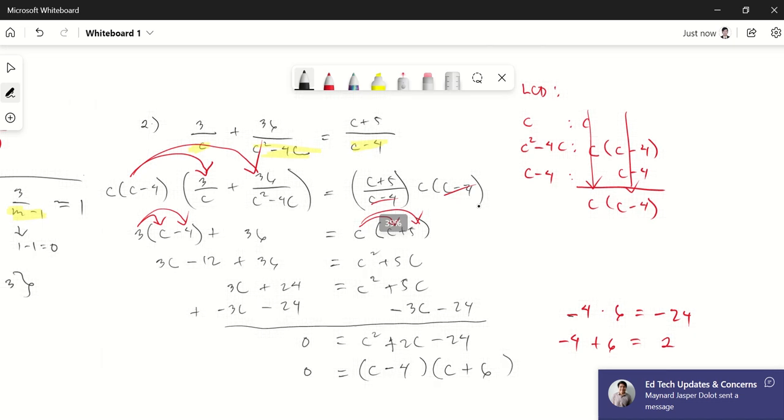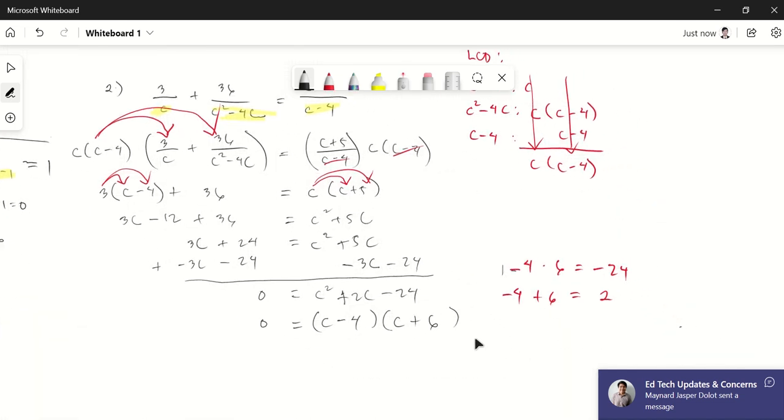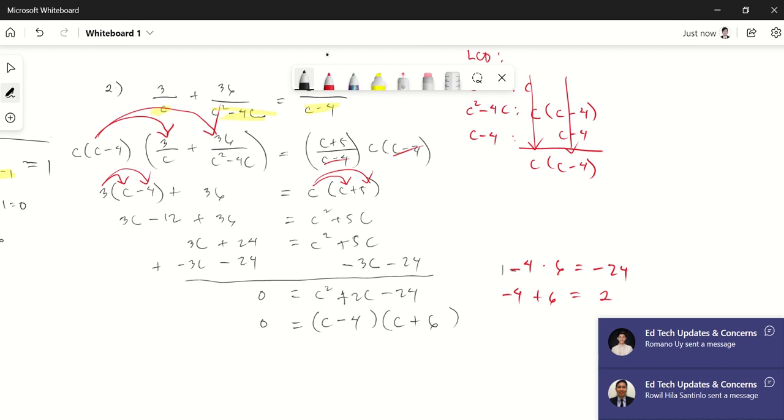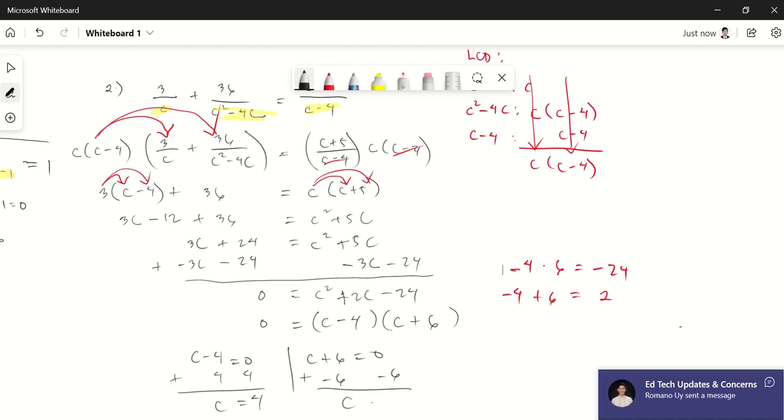Since we're able to factor the right-hand side and the other side is 0, we can equate each of the factors with 0. So c minus 4 is equal to 0, and the other one is c plus 6 is equal to 0. We need to add 4 to both sides here to get what c is. We'll get 4. Then add negative 6 to both sides. You will get negative 6.